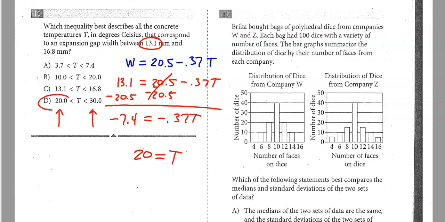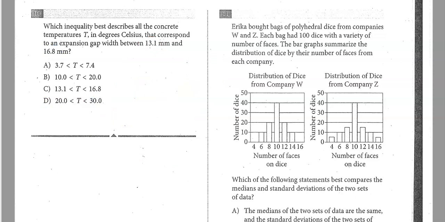So it looks like that's the small one. I'm not going to plug in the other one, but if I put 16.8 and did the process over again, I believe we would get 30. So we're going to go with D.